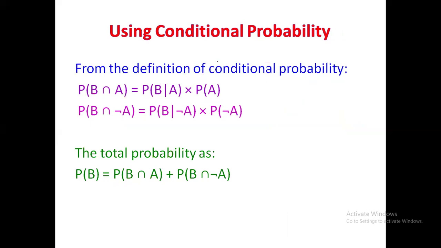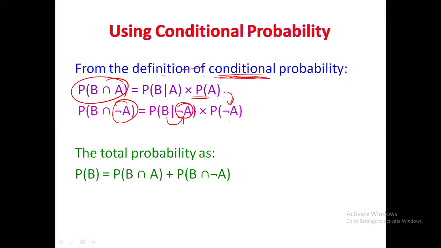And if you are using the conditional probability, from the definition of conditional probability, what does it say? Probability of B intersection A is equal to what? Probability of B given A into probability of A. This we have seen in the previous slides. And for A bar, it should come here as probability of B given A bar into probability of A bar.